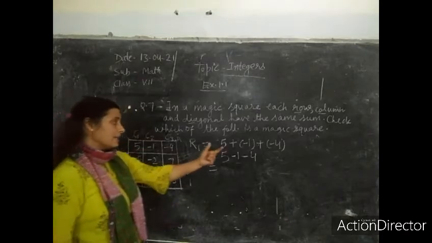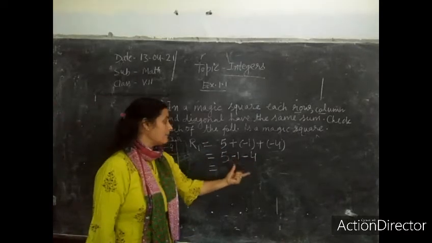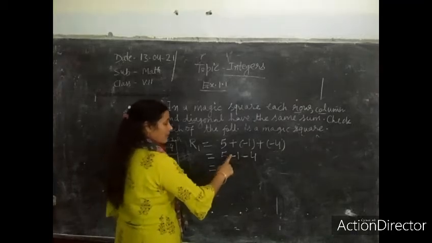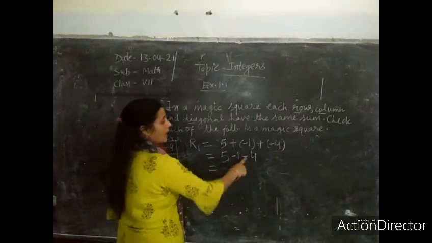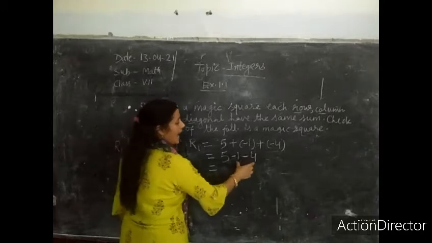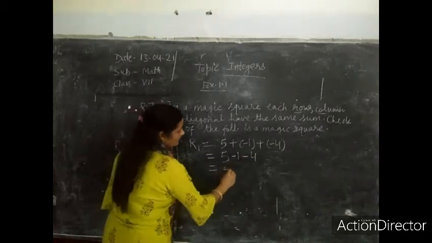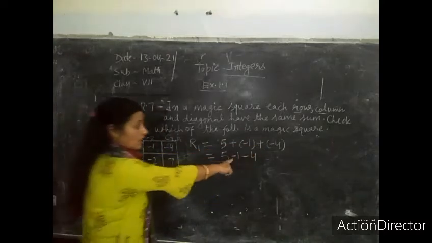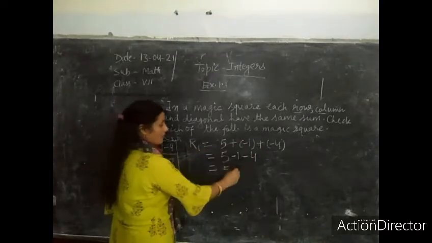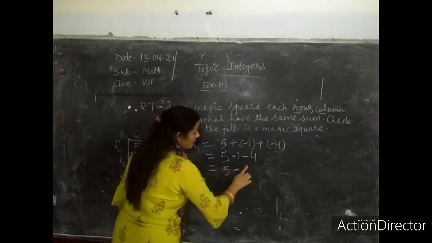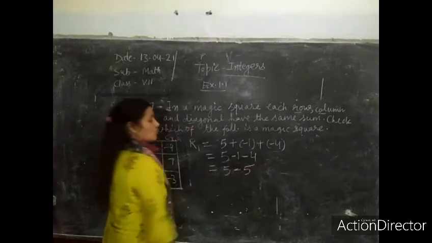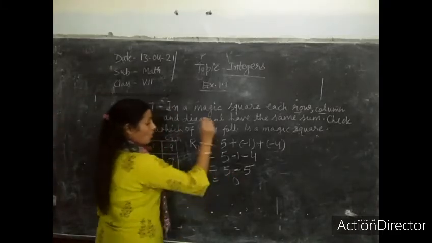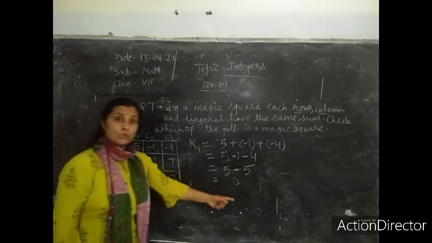First we will add the numbers having the same sign. We can see minus 1 and minus 4, so first we will add these two numbers. Leave the 5. Minus 1 and minus 4 have the same sign, so they are added and it becomes minus 5. So what is your answer? 5 minus 5 equals 0. So R1 equals 0.